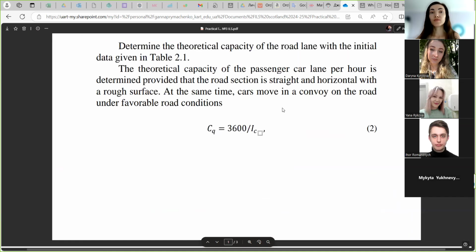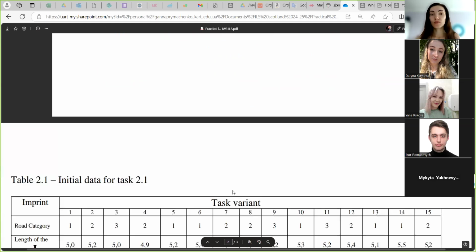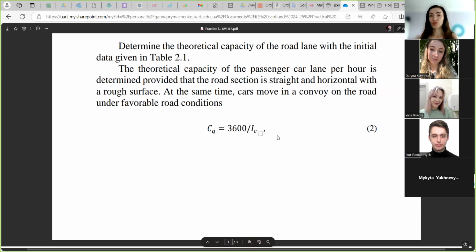It is under our table. Oh, it is about theoretic capacity. So write in your document C with index Q is equal to 3,600 in numerator divided by our parameter, this interval, which we find in formula 3. We do it already. No, I don't open. We do it this moment. So the result, what we have, it was a car in hours. How many cars in hours can be on this road? Okay, decide it is equal to.